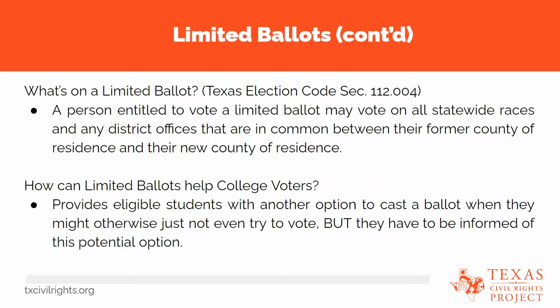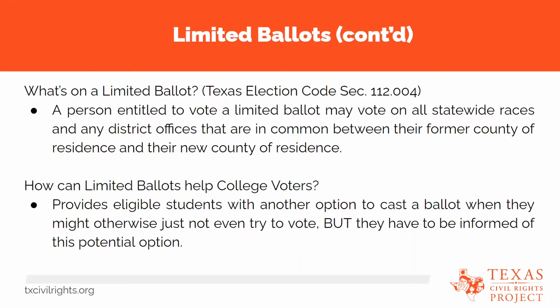So now we've gotten to who's eligible to cast a limited ballot, when they can cast a limited ballot, and where they can cast a limited ballot. But what's on a limited ballot? A person who is entitled to cast a limited ballot can vote on all statewide races and any district offices that are in common between their former county of residence and their new county of residence.